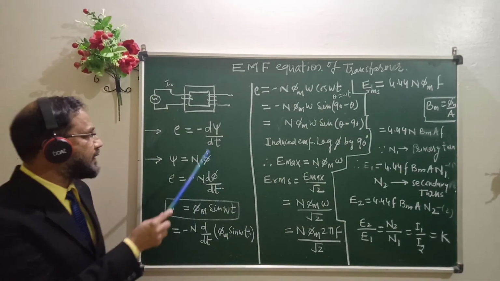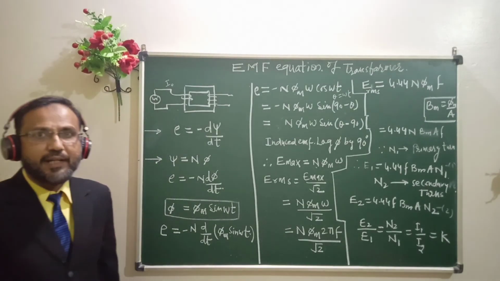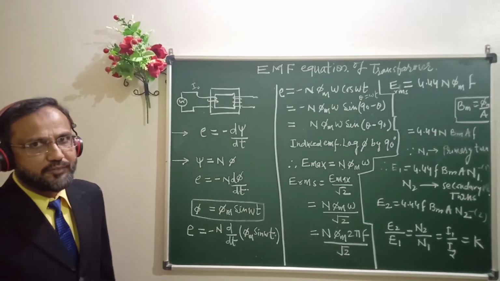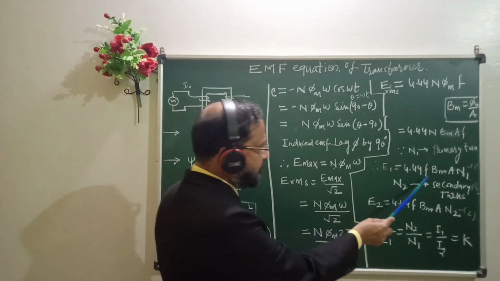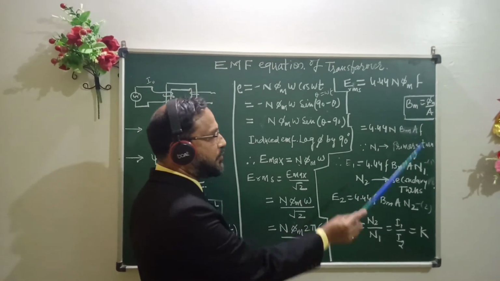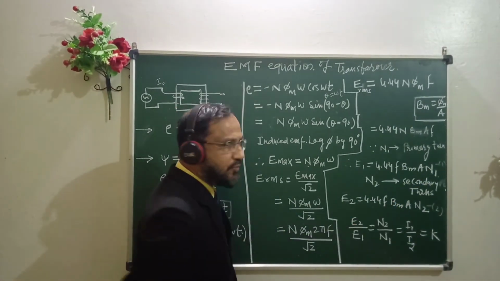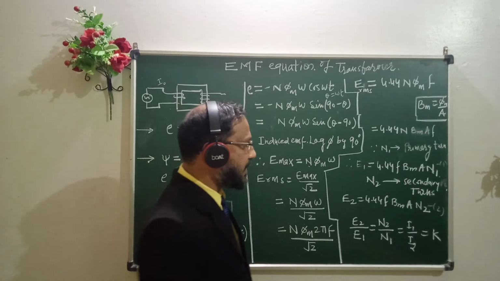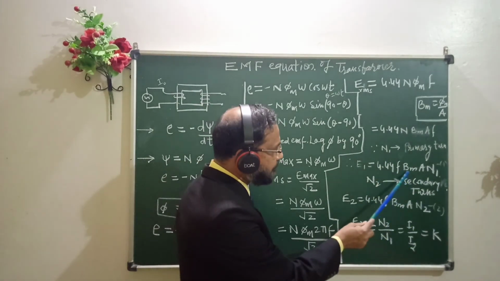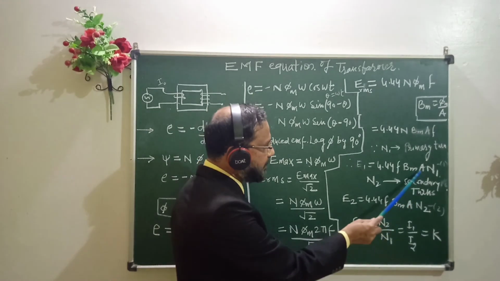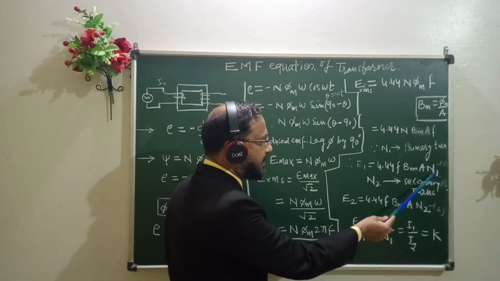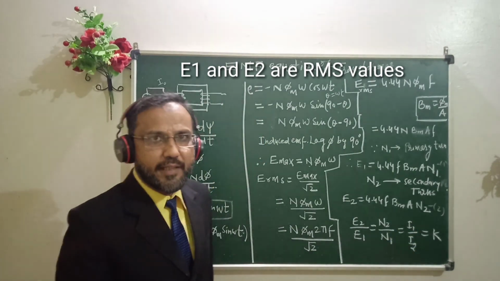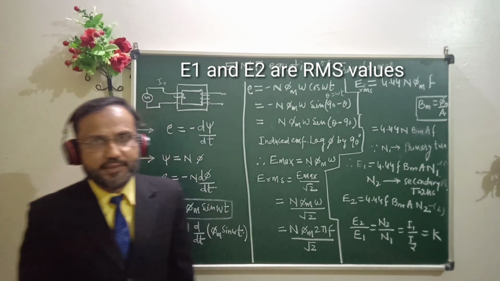I would like to tell why this minus sign is here. That is because of Lenz's law: the induced EMF opposes the applied voltage. Here f is the frequency, Bm is the maximum value of the flux density, A is the cross-sectional area of the core, and N1 is the number of turns in the primary winding. Once again, f is the frequency, Bm maximum value of the flux density, A cross-sectional area of the core, N1 number of turns in the primary winding, and N2 number of turns in the secondary winding. I hope the EMF equation is clear to you.